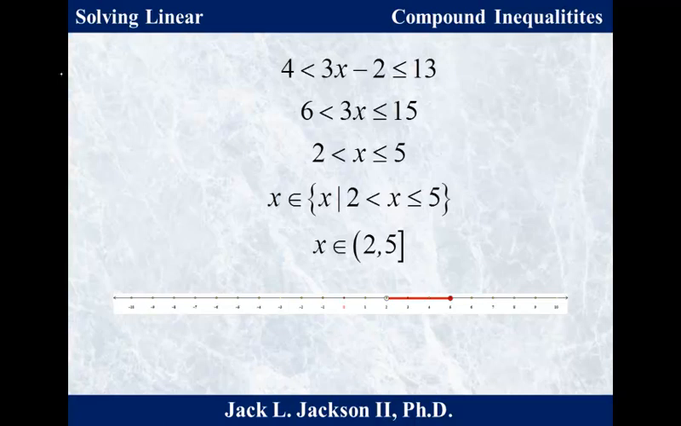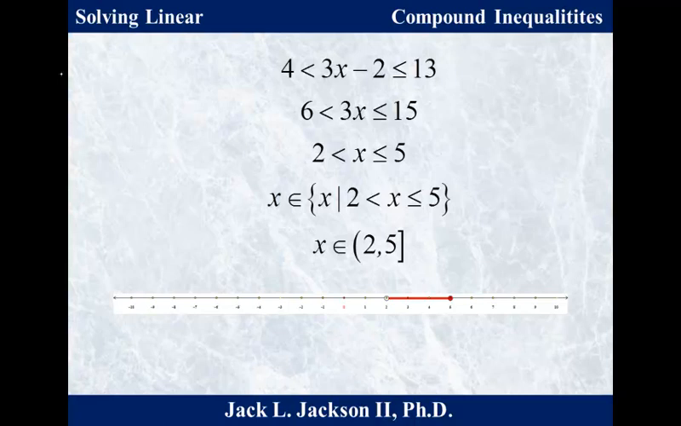Then we just check something. We can check things in each of the three intervals if you want. So we could check some number, looks like maybe 3 or 4 might be a good one to check. Let's try 3. 3 times 3 is 9, minus 2 is 7. 4 is less than 7 is true, and 7 is less than or equal to 13, so that's true. So that one's shaded. If it's shaded, all the ones between 2 and 5 will be shaded.